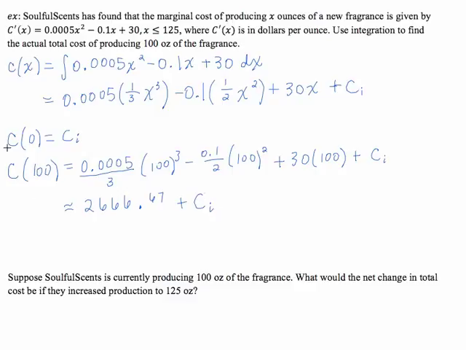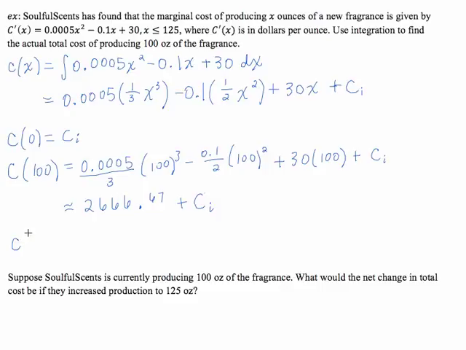Okay, so we don't know the exact total cost to produce 0 ounces, which in other words would be the fixed cost, because we don't know the constant, and we don't know the exact cost to produce 100 ounces, but also because we don't know the fixed cost. But we do know that the difference between producing the first 100 ounces and 0 ounces will give us the actual total cost of producing the first 100 ounces.